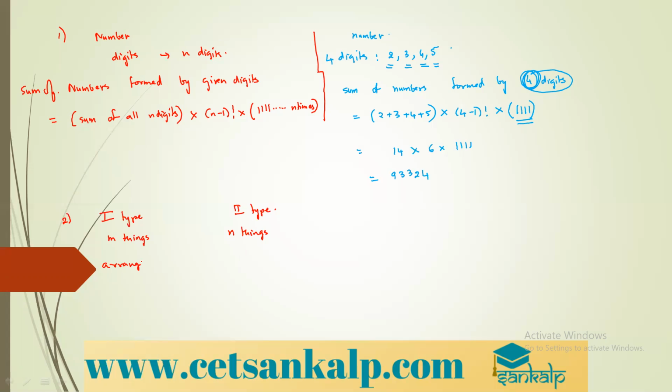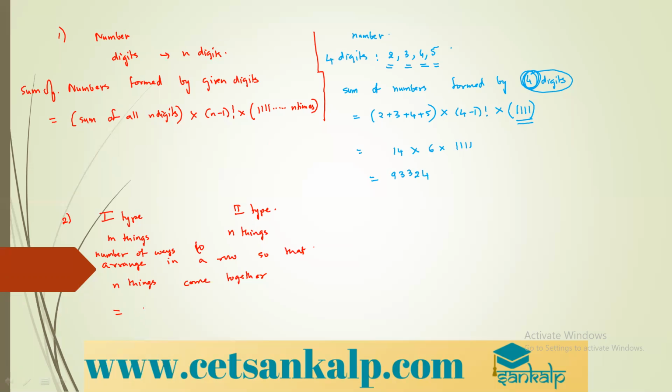Arrange in a row. So what is the condition? These n things come together. When you are arranging these n things, they come together. So in how many ways can you do it? I'm giving you the number of ways to arrange.